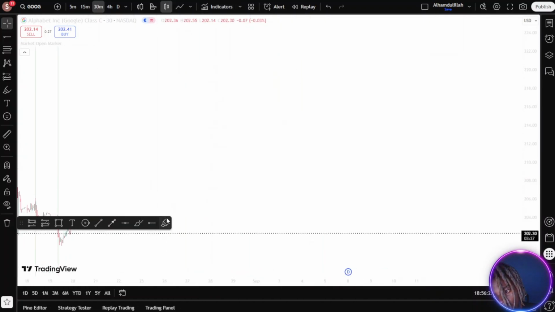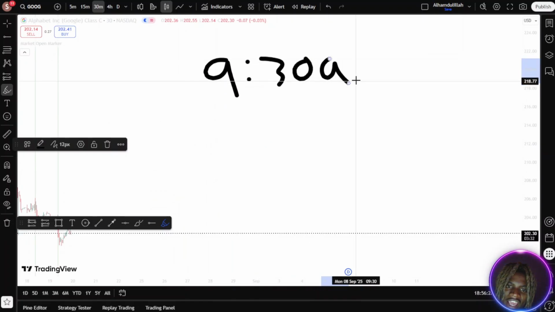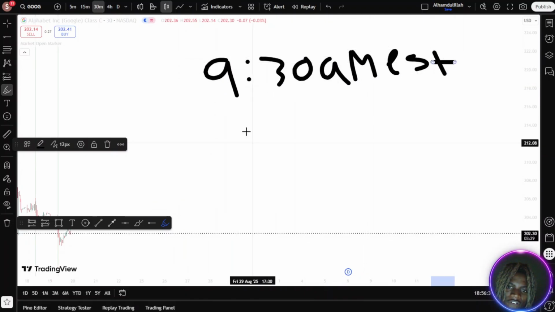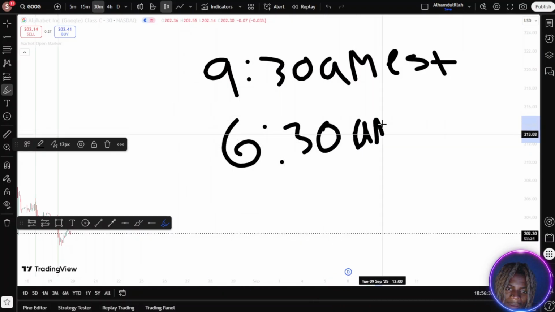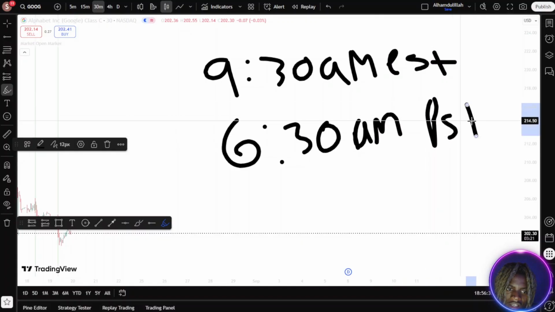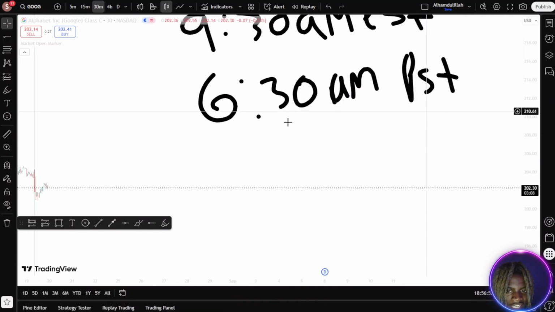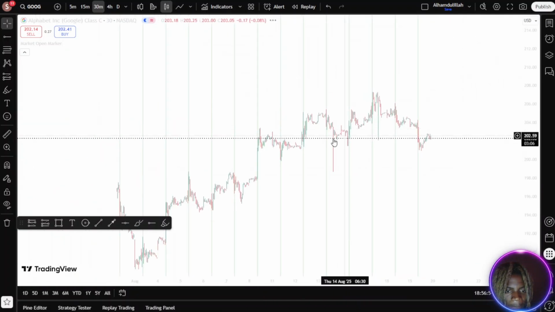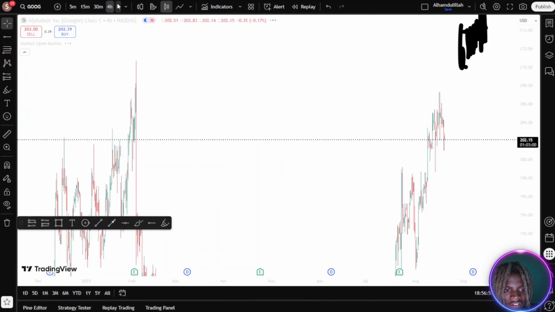Market open for stocks is at 9:30 a.m. EST. If you're on Pacific time, that's 6:30 a.m. PST. That's when the stock market opens for all players, options, everybody. 9:30 a.m. Eastern, and if you're on Pacific time, 6:30 a.m. Pacific. On options, you can actually do really, really easy stuff.